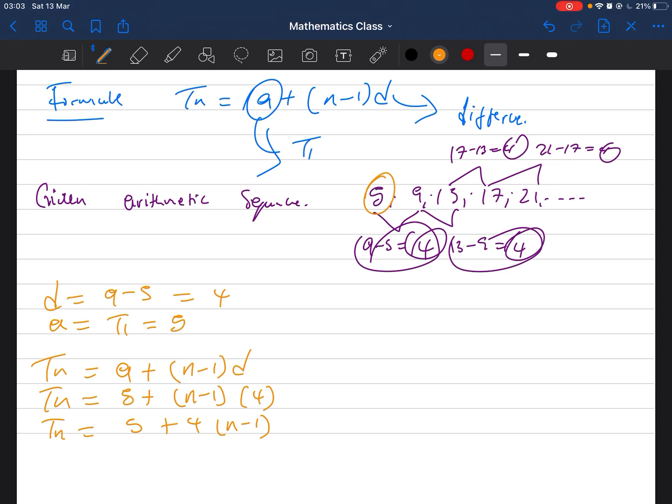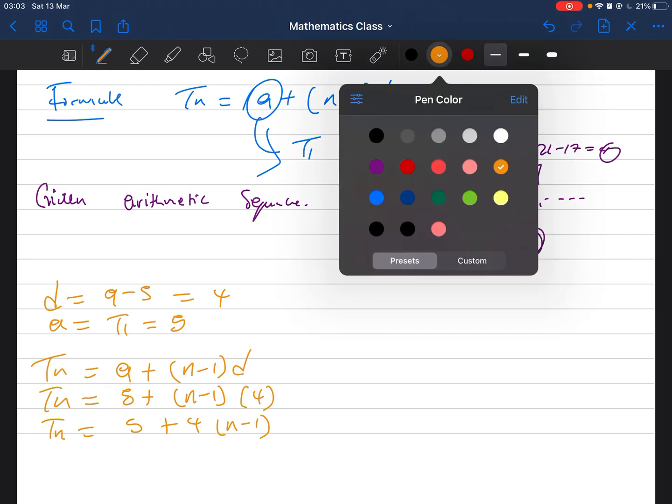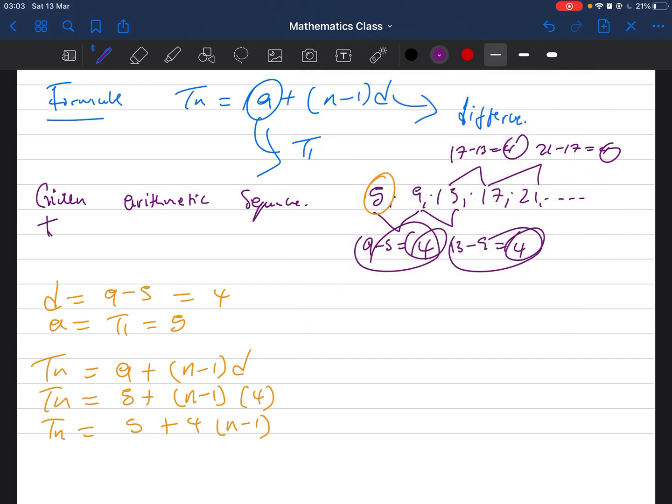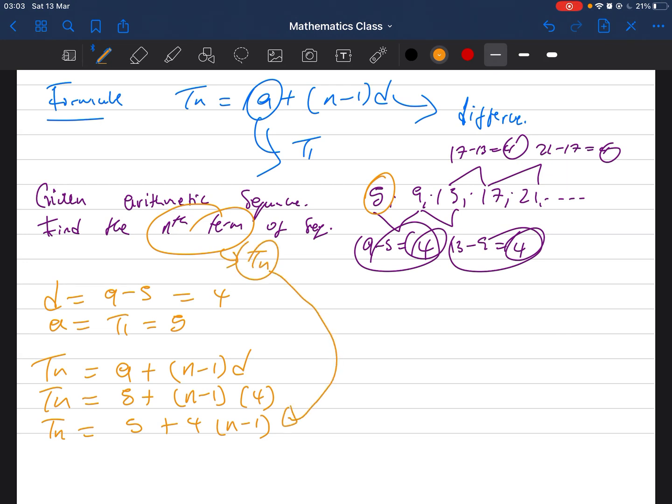If they want you to find, probably the question to this would be, because I didn't write the question, say given a sequence, find the nth term of the sequence, right? Because when they say the nth term, they're talking about Tn, and Tn is just what you just found here, which is awesome.